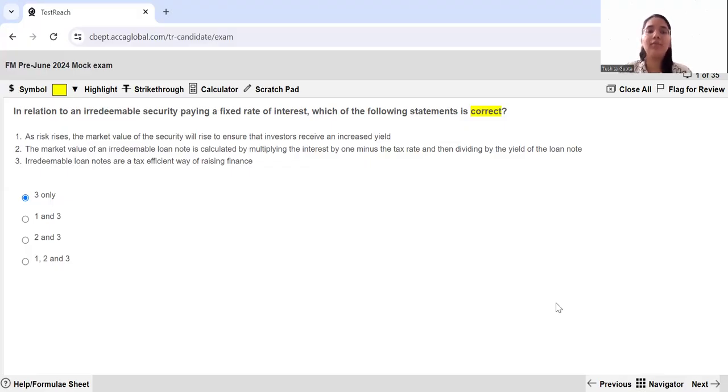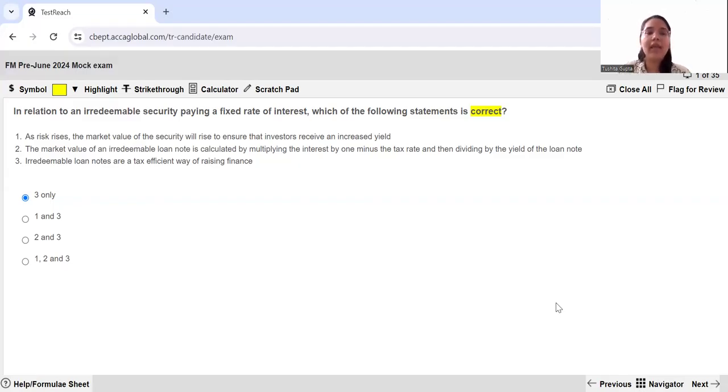Moving to statement 2, the market value of an irredeemable loan note is calculated by multiplying the interest by 1 minus the tax rate and then dividing by the yield of the loan note. This is incorrect. You only take the 1 minus tax rate aspect when you're calculating the cost of this instrument from the perspective of the company. Market value is always calculated from the perspective of the investors. It is not the investors who get the tax benefit on debt. It is the company who gets the tax benefit. So statement 2 is also incorrect.